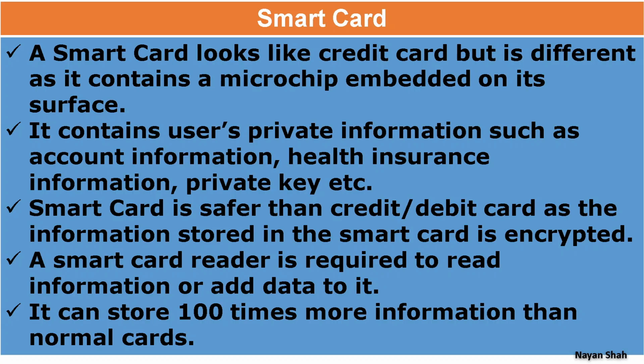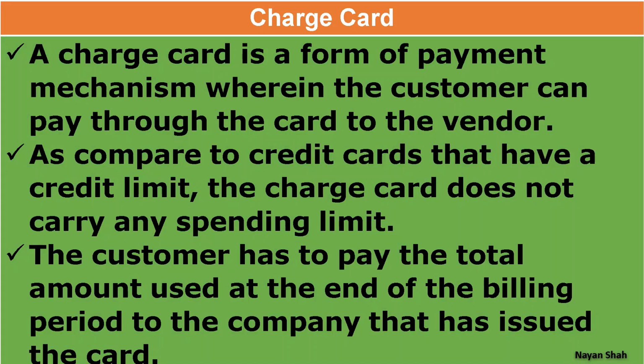Smart card is safer than normal credit and debit card as the information stored in the smart card is encrypted. A normal credit card will have only a magnetic tape behind, which the merchant needs to swipe, whereas the smart card will have a microchip like our mobile chip, a golden chip, which they insert in the instrument and it takes the payment. It can store 100 times more information than a normal credit card, and again it is more secure.